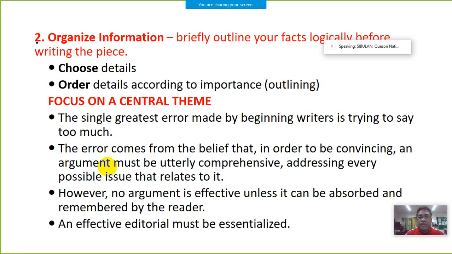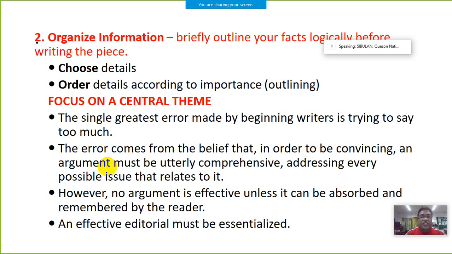So there might be many details that we're able to gather. So we have to choose only the details that matter. Then after choosing the details, we have to order details according to importance. That's why there is a need for us to do some sort of outlining.